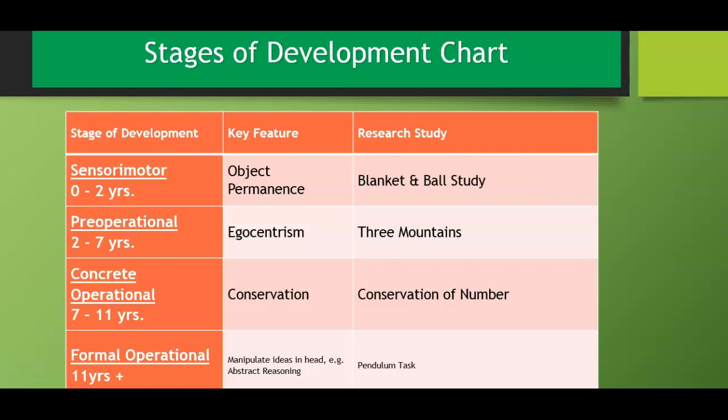Okay, and the last one is formal operational, and this is from 11 years old to adulthood. This is when we begin to think abstractly and start conceptualizing things on a deeper level. All right.